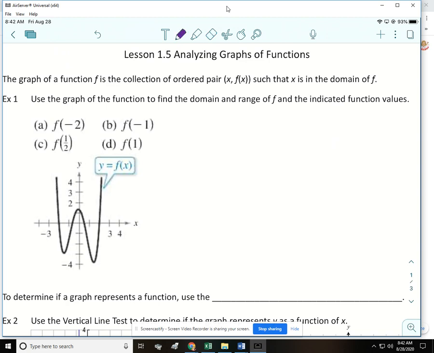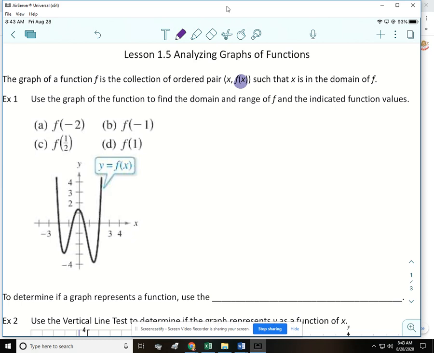Right, so we're going to start analyzing the graphs of functions. A graph of a function is just the collection of all the ordered pairs such that x is in the domain of f. As you get higher in your level of mathematics, a lot of times for y, we just represent it, if it's a function, using f of x. So the ordered pairs, the first coordinate is x, the second coordinate would be f of x, or the y coordinate.